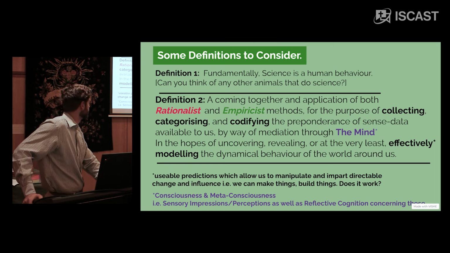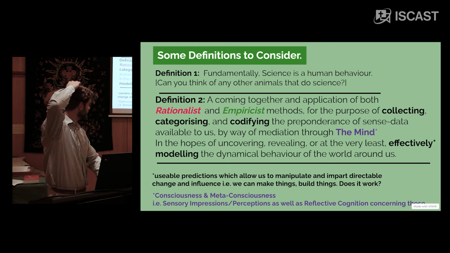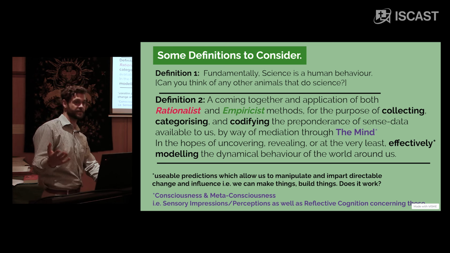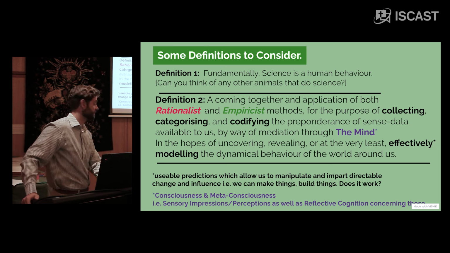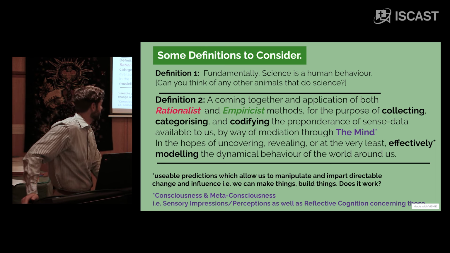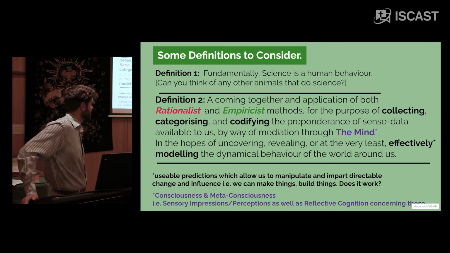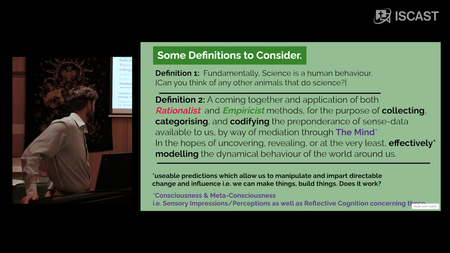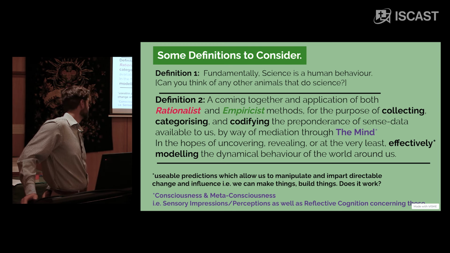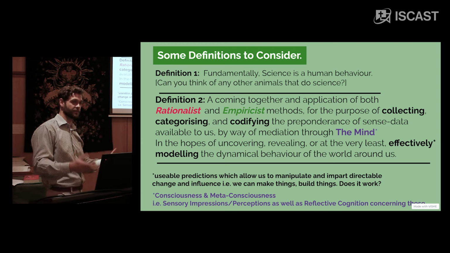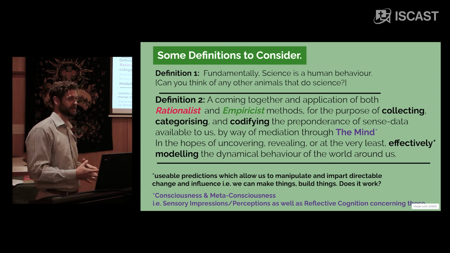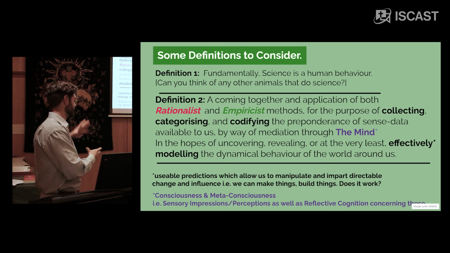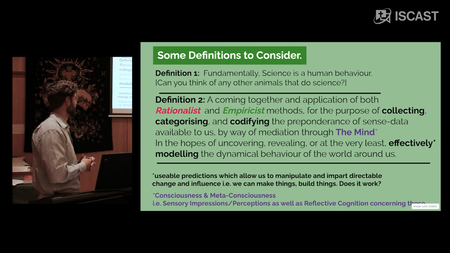That's an important point. And basically, the pragmatic hopes of science would be in uncovering or revealing, you sort of have that correspondence theory, right? We're actually finding out real truths here about the world in science, or at the very least, effectively modeling the dynamical behavior of the world around us. Well, why are we able to start there by effectively? Basically, what makes an effective model is it produces a usable prediction, which allows you to manipulate or impart directable change and influence. You can make things, build things, and as long as you have a model that gives you predictions that can do that, well, science is working.